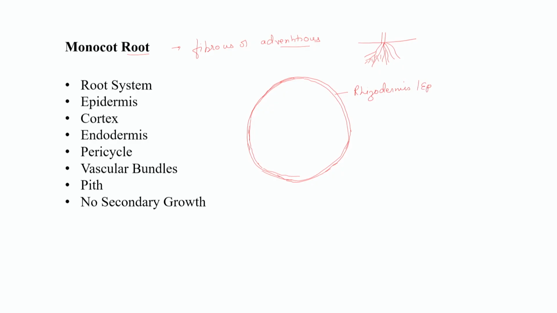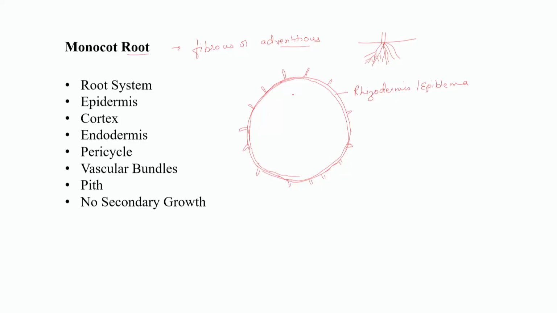or epiblema, or you can even call it piliferous layer. Now this will also have root hairs. They will be surrounded by root hairs. Root hairs are outgrowths of a single cell. They are not attached to the single cell, but they are themselves the cell which has grown out into a hair-like structure. Now this epidermis will be followed by cortex.